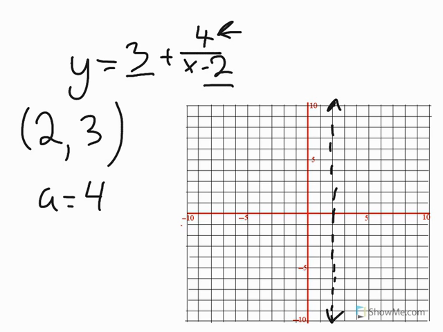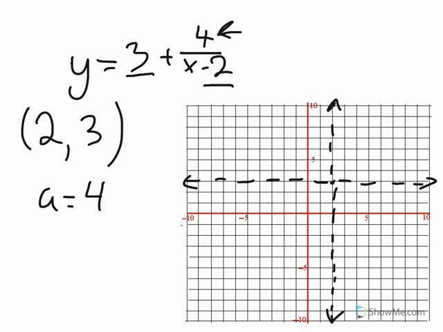And then for the horizontal asymptote, we're going to look at the y value. And since the y value of the center point is 3, we're going to draw a horizontal asymptote at the line y equals 3, which is right there. And there we have our two asymptotes. And you'll notice that the center point, 2, 3, is the point directly where those two cross.